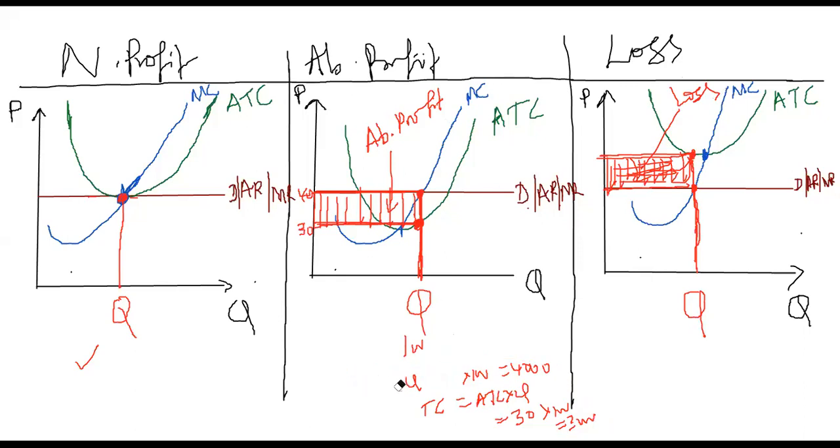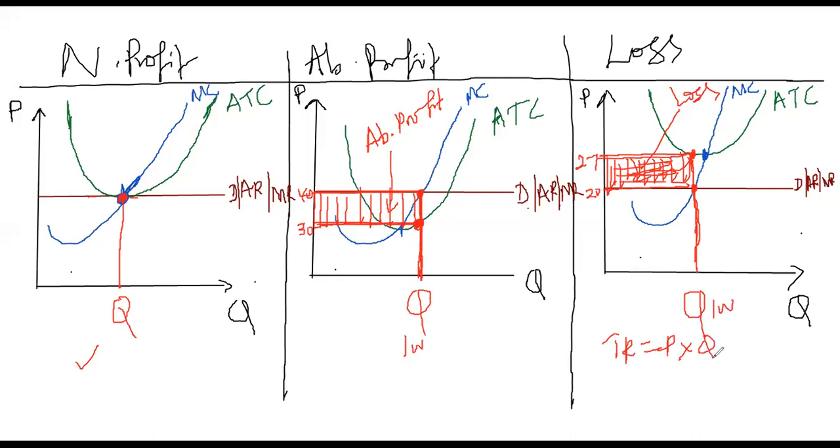All right. So normal profit, abnormal profit, and loss in the marginal approach we have discussed. Anybody having doubts in this? Here also see, for example, this is 20, this is 27. Then what's the TR? Price into quantity. Let's say this is 100. Price is 20, quantity 100. That is 2000.